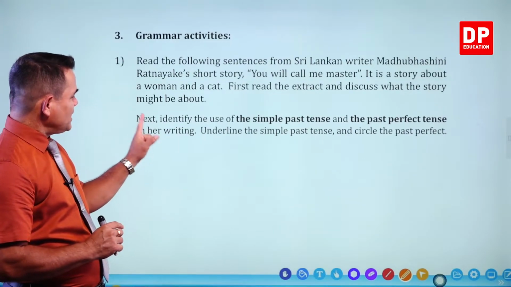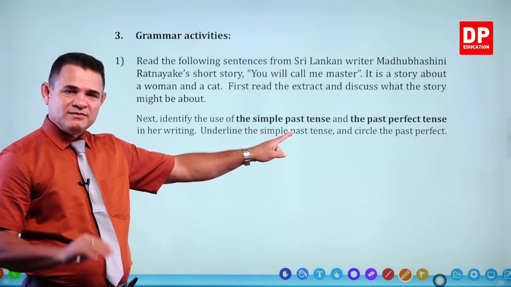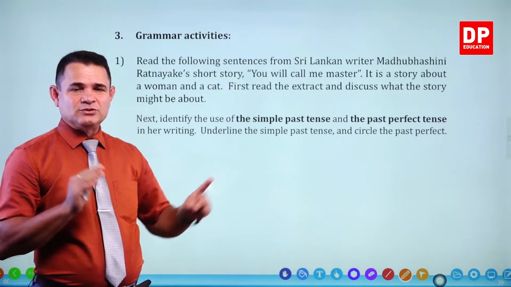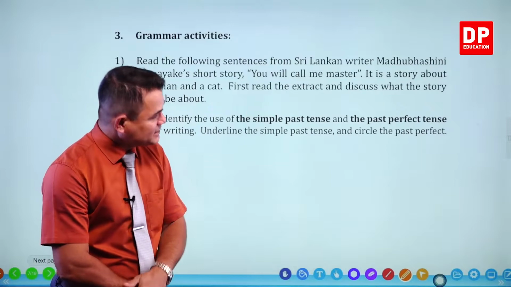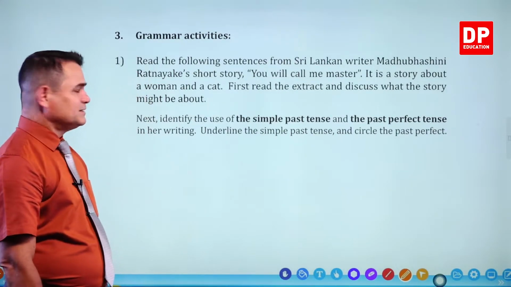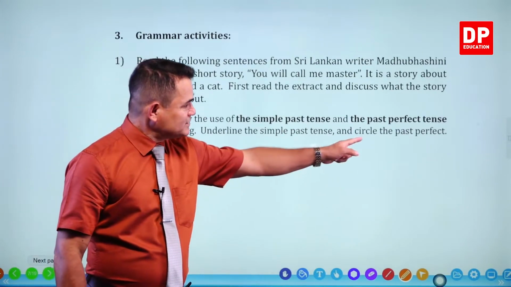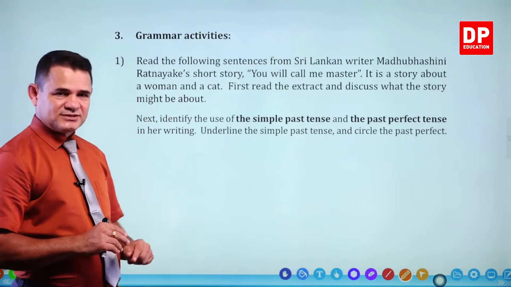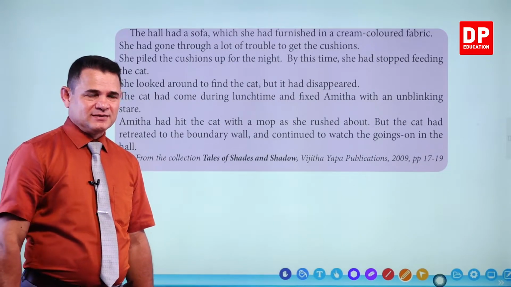Right, let's see. Next, identify the use of the simple past tense. Use of simple past tense. ඒක simple past tense භාවිතා කරපු විදිහතෝ. හඳුනගන්න identify and the past perfect. And past perfect use කරපු විදිහ අඳුරගන්න. Simple past tense and past perfect. In her writing, underline the simple past tense and circle the past perfect. යටින් ඉරක් අඳිනවා simple past tense. Past perfect වල වටේ රවුමක් අඳිනවා. Circle the past perfect. You know past perfect? Had plus past participle form of the verb and simple past tense. Now, you remember underline the simple past. Circle past perfect.